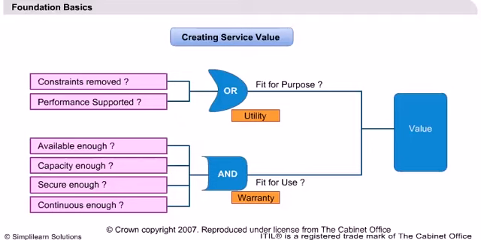Removal or relaxation of constraints on performance is also perceived as a positive effect. Warranty is derived from the positive effect being available when needed, in sufficient capacity or magnitude, and dependably in terms of continuity and security. Utility is what the customer gets, and warranty is how it is delivered. Customers cannot benefit from something that is fit for purpose, but not fit for use, and vice versa.